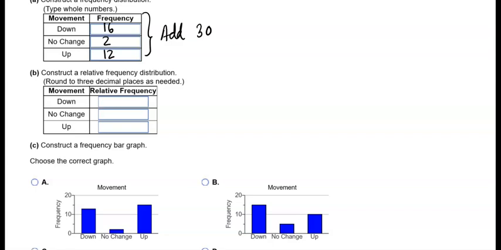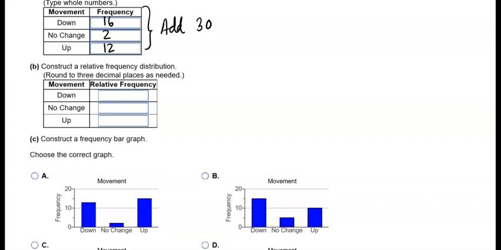Okay. Now find the relative frequency of each movement, and round your answer to 3 decimal places as needed. So let's find the relative frequency of down. What's the frequency of down? 16. So 16 divided by the total, which is 30. And if you divide 16 by 30 and round it to 3 decimal places, you get 0.533. So 0.533 is the relative frequency of down.